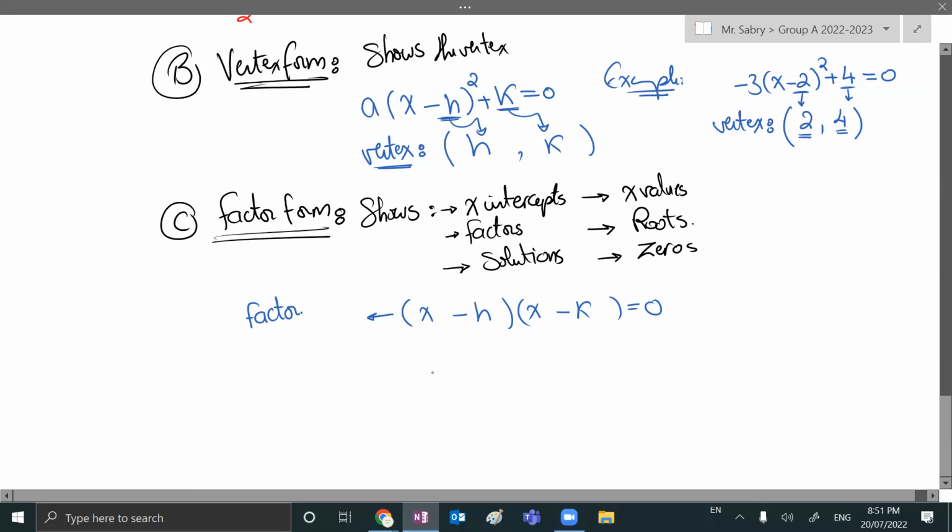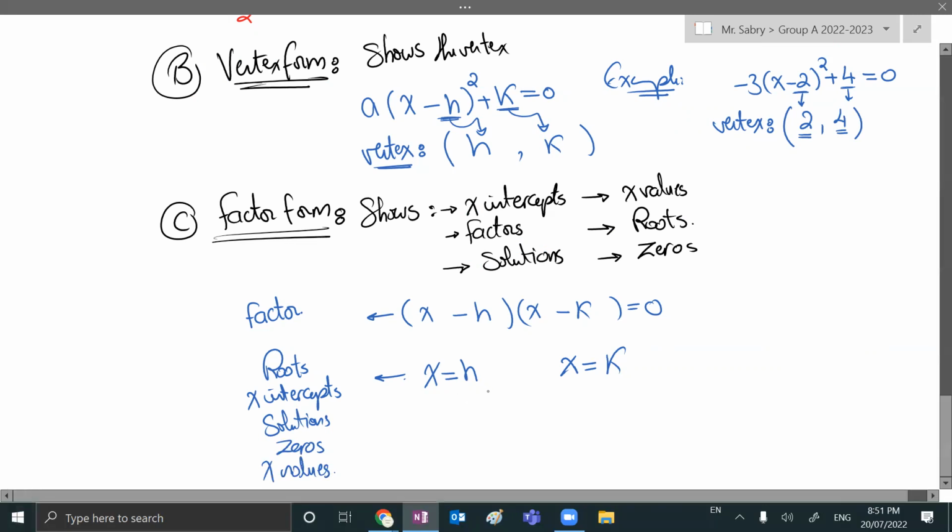While if you decided to get the values of x and say that this means that x equals positive h, x equals positive k, these are what we call roots. These are what we call x-intercepts or solutions or zeros or x values.